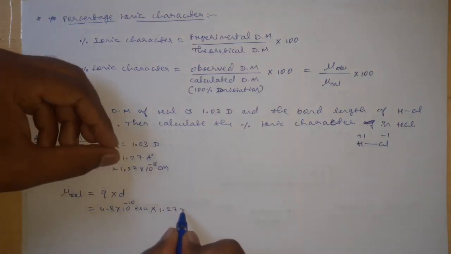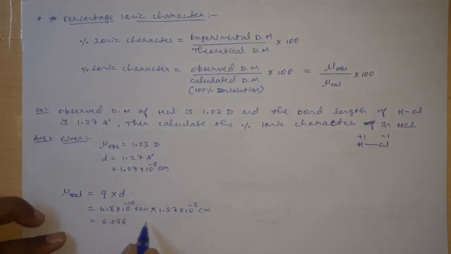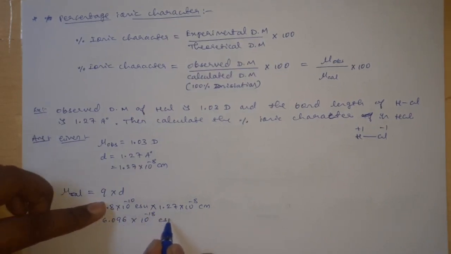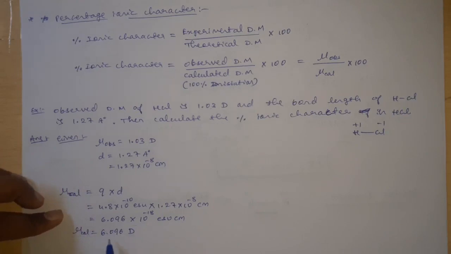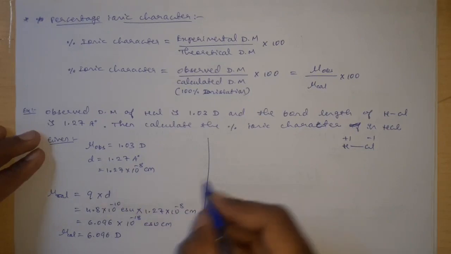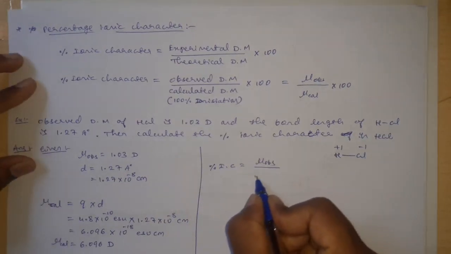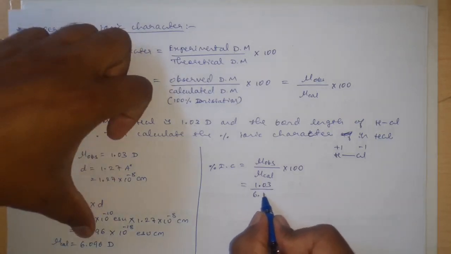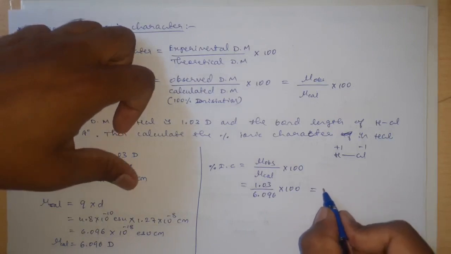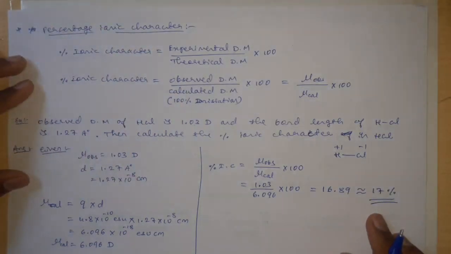Then they have given d as 1.27 into 10 raised to -8 centimeter. Now multiply these two, and we get 6.096 into 10 raised to -18 electrostatic unit centimeter, and we know that 1 into 10 raised to -18 electrostatic unit centimeter is written as D. Therefore, mu calculated is 6.096 D. Using these two data, we can calculate the percentage ionic character of HCl: mu observed divided by mu calculated into 100. Mu observed is 1.03 divided by mu calculated 6.096 into 100, and it gives 16.89, which is nearly equal to 17%.